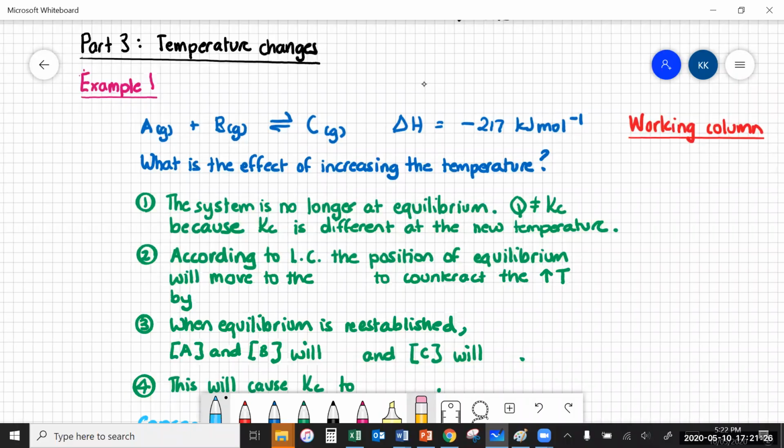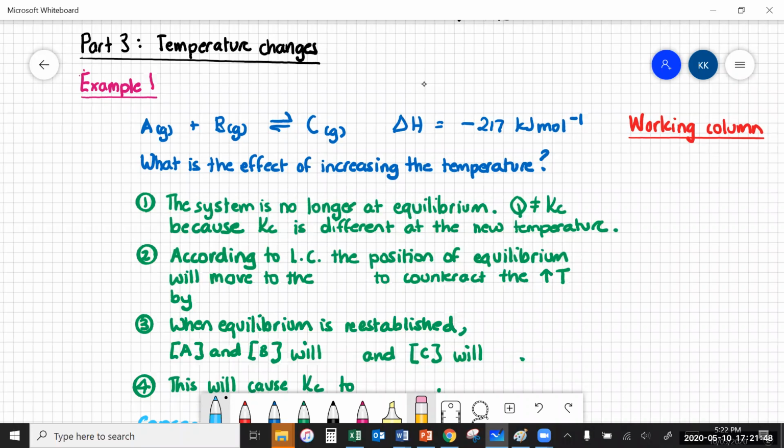Temperature changes, exothermic, endothermic reactions. Some things to remember. Exothermic reactions produce heat. Endothermic reactions use up heat. Exothermic reactions have negative delta H values. Endothermic have positive delta H values.